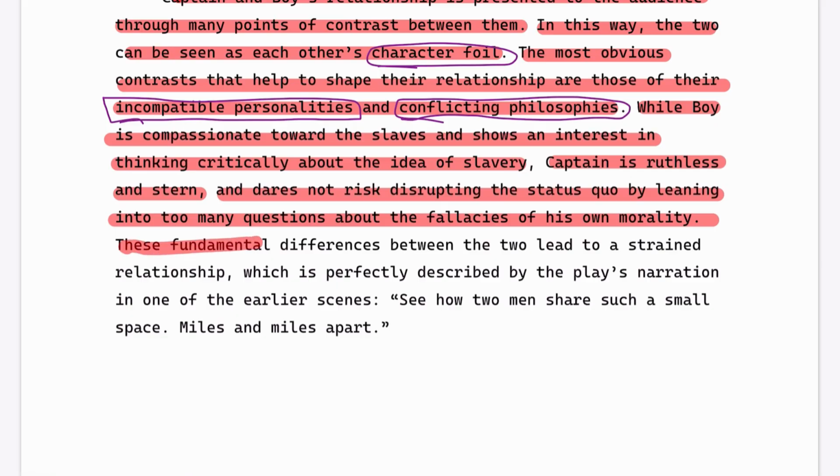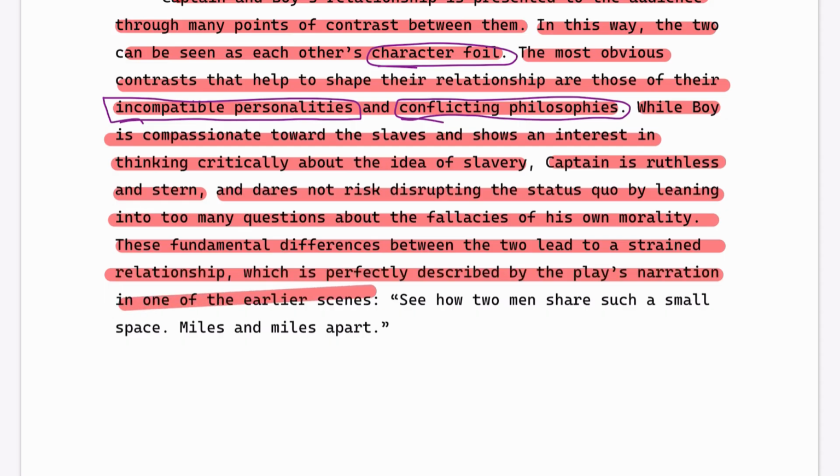These fundamental differences between the two lead to a strained relationship, which is perfectly described by the player's narration in one of the earlier scenes. And then I have my quotation, my direct quotation. See how two men share such a small space, miles and miles apart.